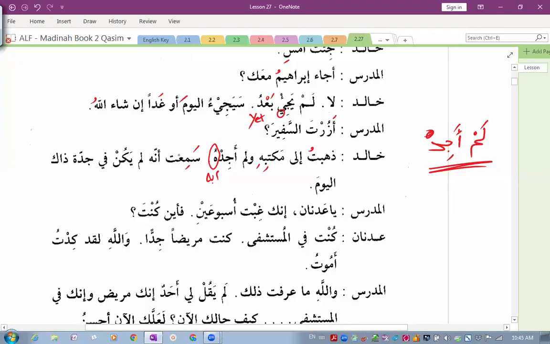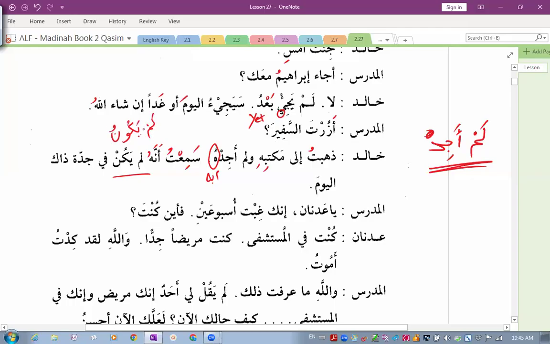Sami'tu annahu lam yakun fi jaddata zaka al-yawm. I heard that he is not in Jeddah. Lam yakun, he's not being in Jeddah that day. Zaka al-yawm, that day. So let's look at it. Yakun, so kana yakunu.